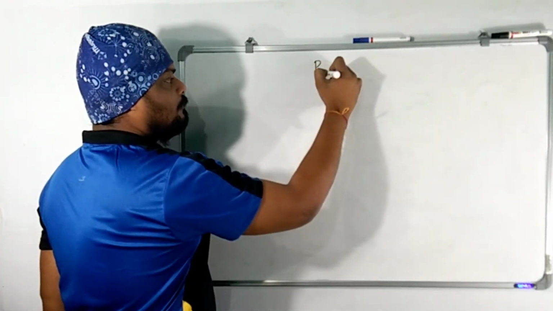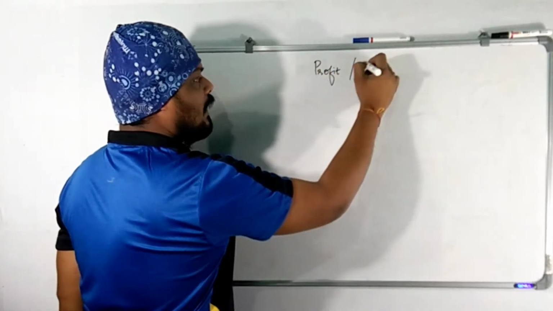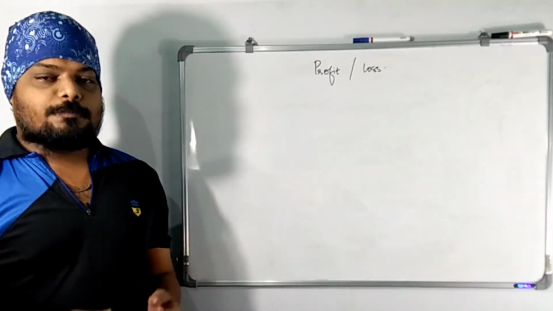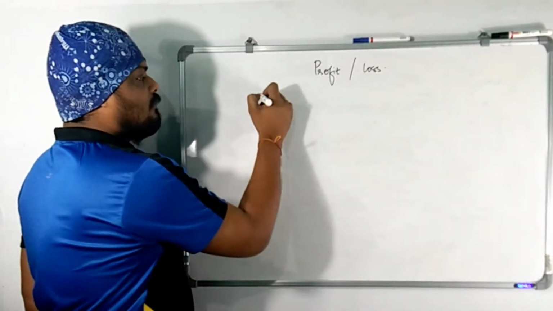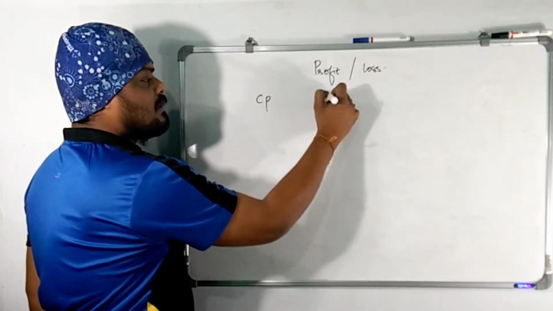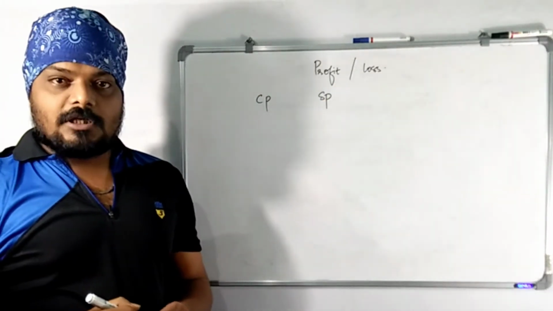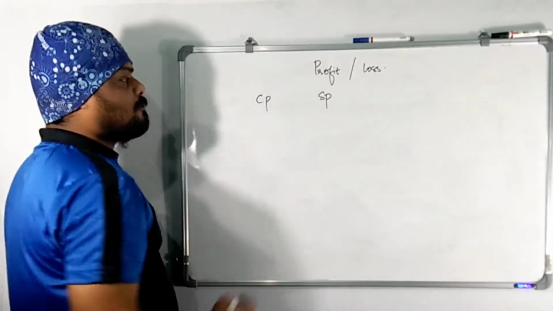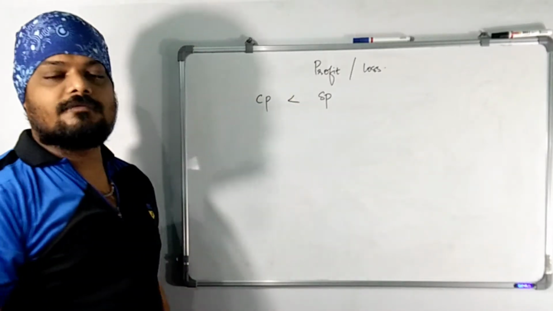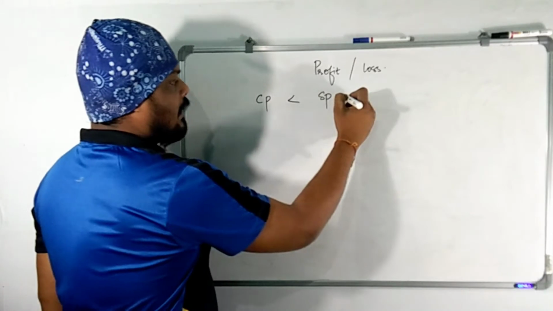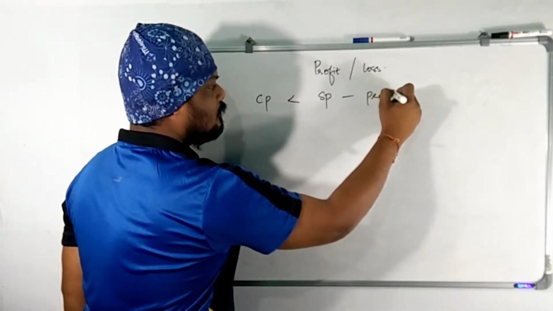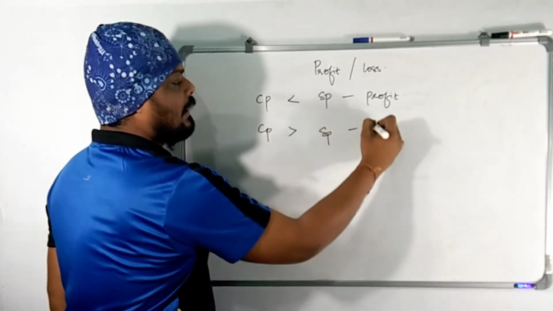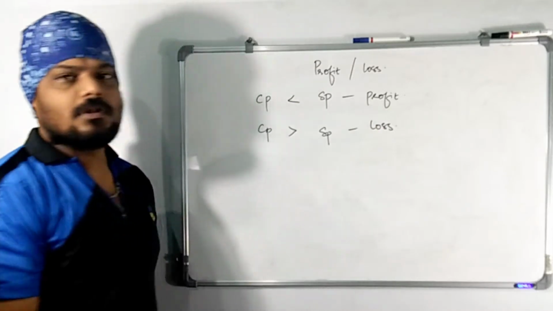In school times, we have learned profit and loss. How do we come to know whether it is profit or loss? We have seen the comparison between the cost price and selling price, isn't it? The comparison between cost price and selling price will give us profit or loss. If the cost price is less than the selling price, it is a profit. And if the cost price is more than the selling price, it is a loss, isn't it?